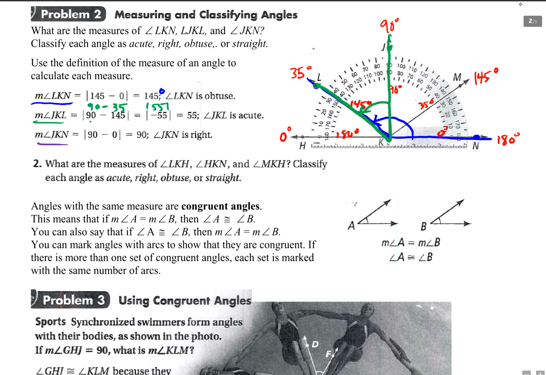And angle JKN, so there's J, come down to K, and over to N. So we're measuring to there. 0 minus 90, that's a 90 degree angle. It is a right angle. Now the one above, 55, is between 0 and 90, so it's acute. All right, pause the video and do problem 2 there.